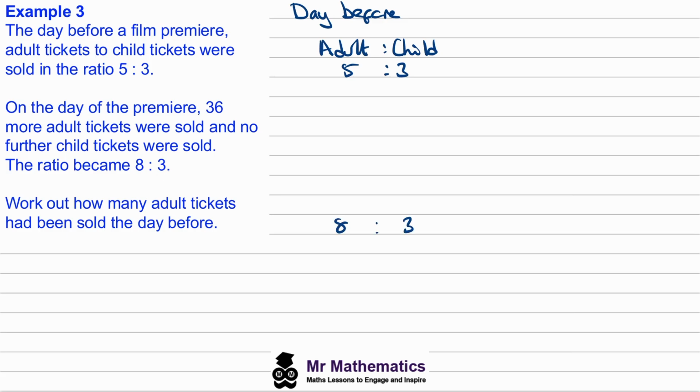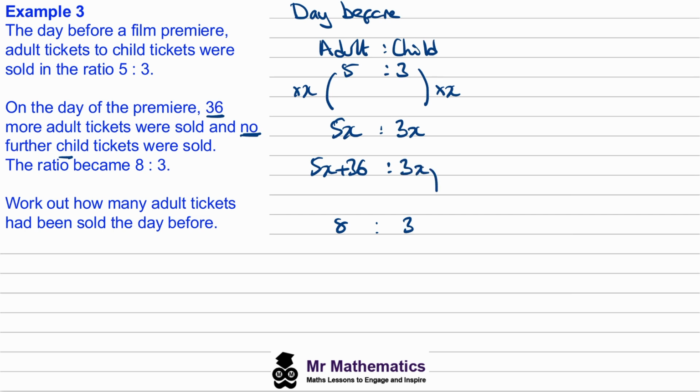So to work out the total number of tickets sold before the opening, we need to multiply the 5 and the 3 by some multiple. Again, we'll call this x. So before the opening, there was a total of 5x adult tickets and 3x child tickets. And then we add 36 more adult tickets. So we get 5x plus 36 and no more child tickets. So this will be 3x.